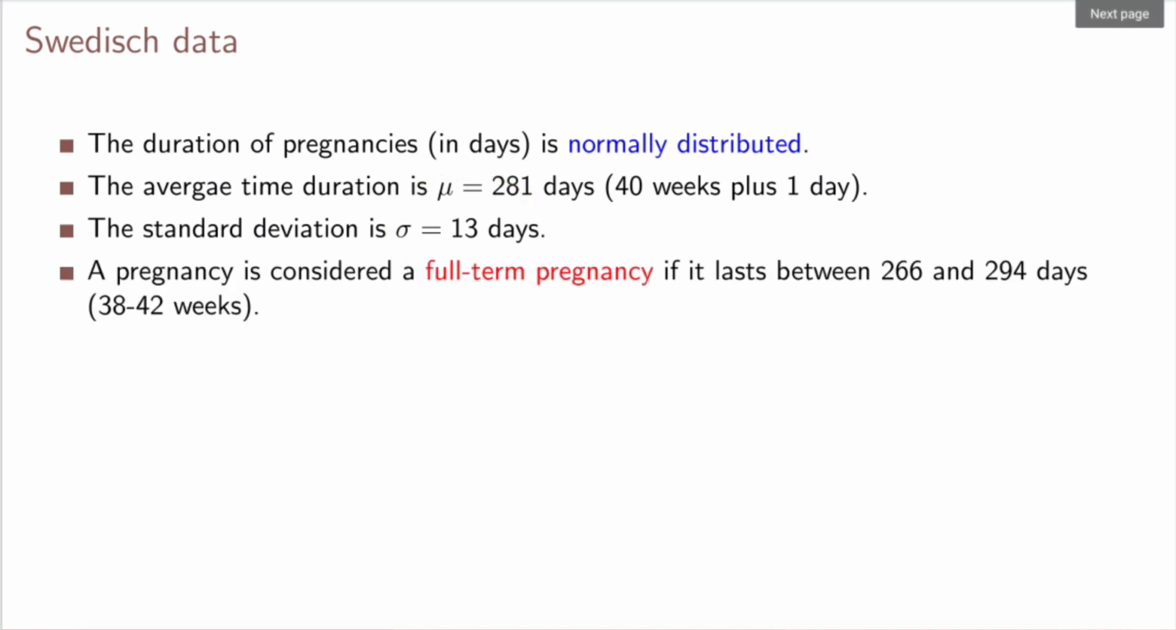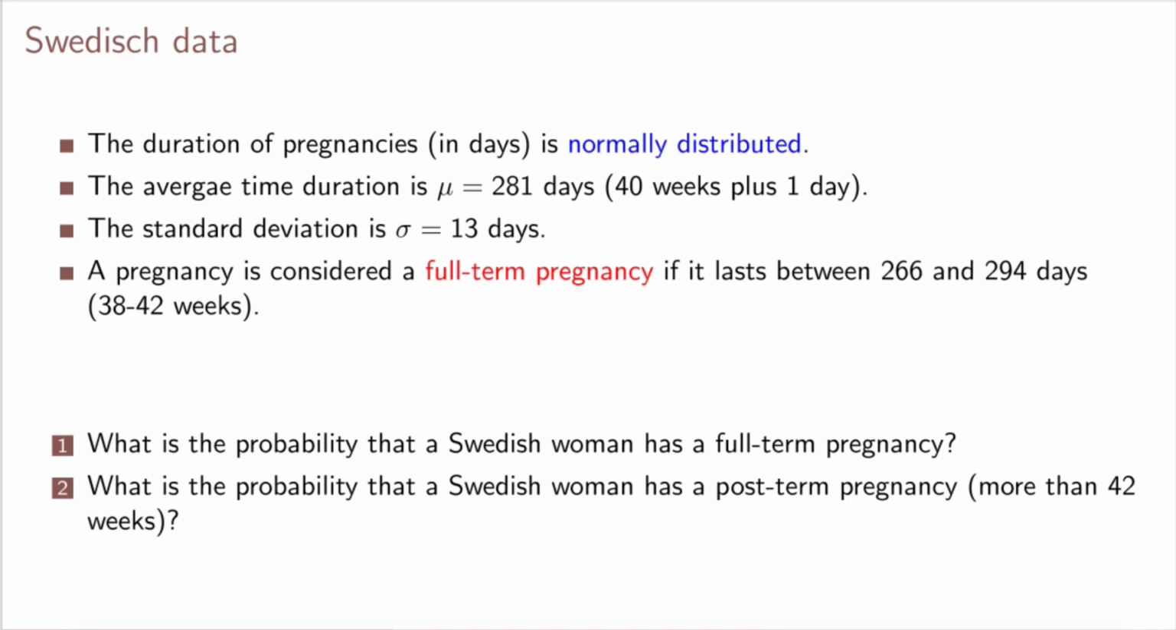A pregnancy is considered to be full term if it lasts between 266 and 294 days, which is 38 to 42 weeks. So I'd like to answer two questions. What is the probability that a Swedish woman has a full-term pregnancy? And what is the probability that a Swedish woman has a post-term pregnancy, which means more than 42 weeks?